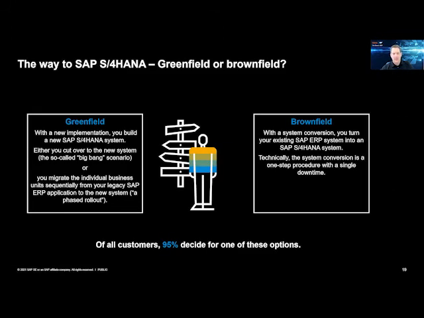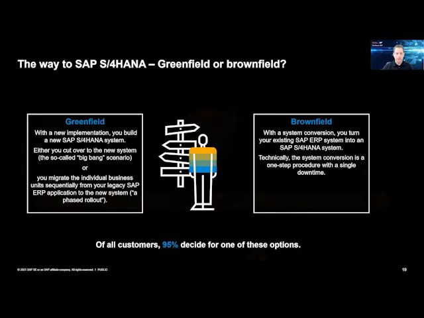Here, clearly the question is, how do you start? Do you start with a greenfield approach with a new implementation? Or do you do a brownfield approach where you do a system conversion from your existing ERP system into the SAP S/4HANA environment? There is also one more way, which is a business transfer, which is a transformation topic, but most of our customers, 95%, go to either one of those two options.